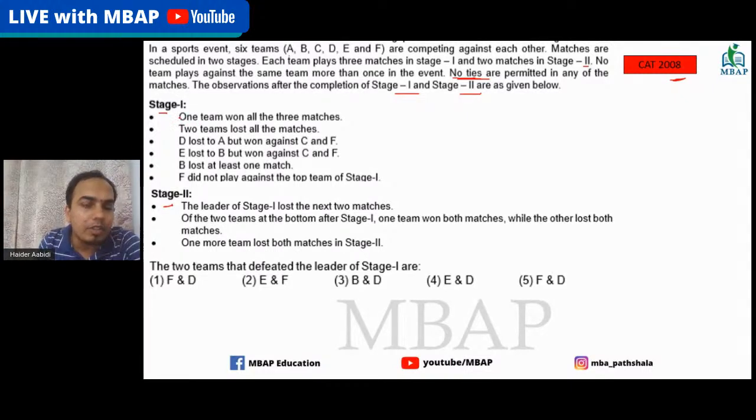Okay, so one team won all the matches, and two teams lost all the matches. That is all the different clues that you have in front of you.